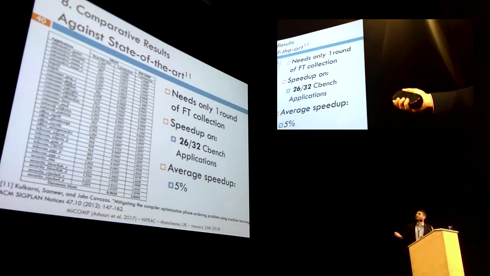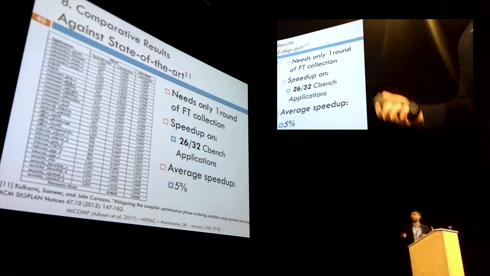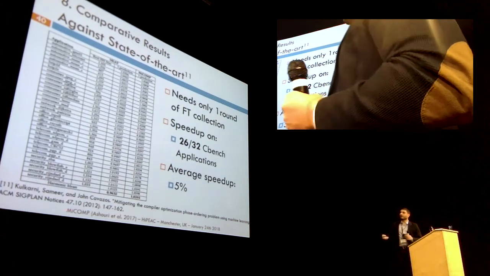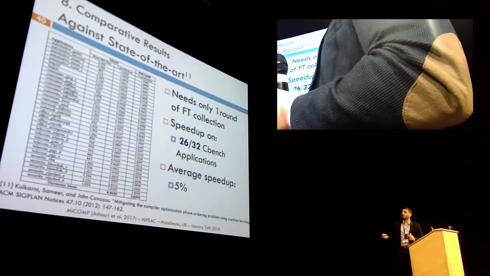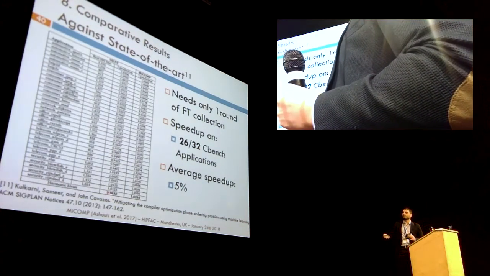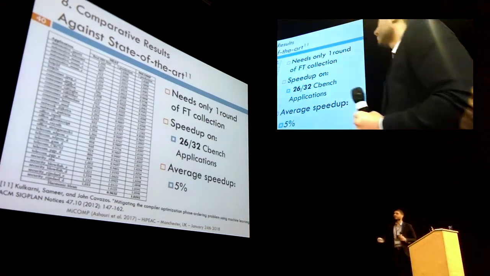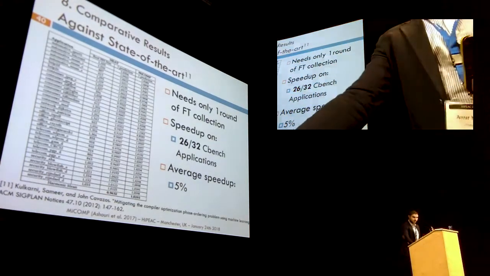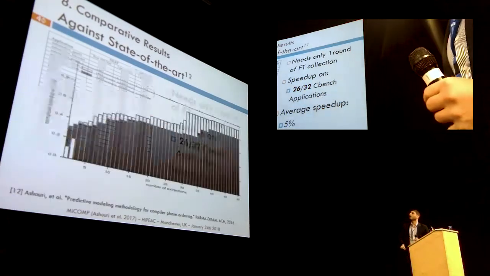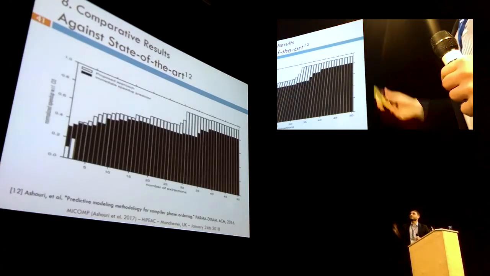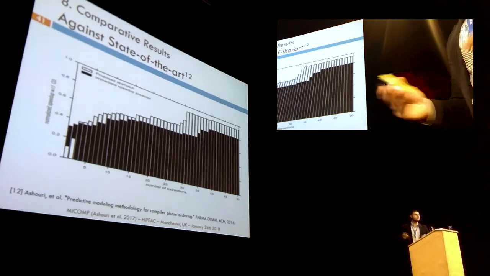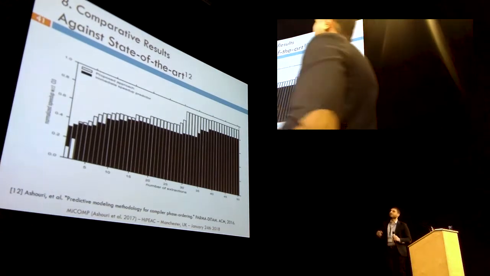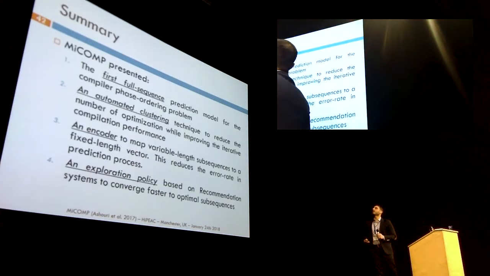On 26 out of 32 applications of cBench, we could outperform the other work. And on average, we gained around 5%. So this is the speedup and their approach, but at that point we could outperform the other work by around 5%. All right, this was another state-of-the-art comparison, which I'm not going to explain due to lack of time.